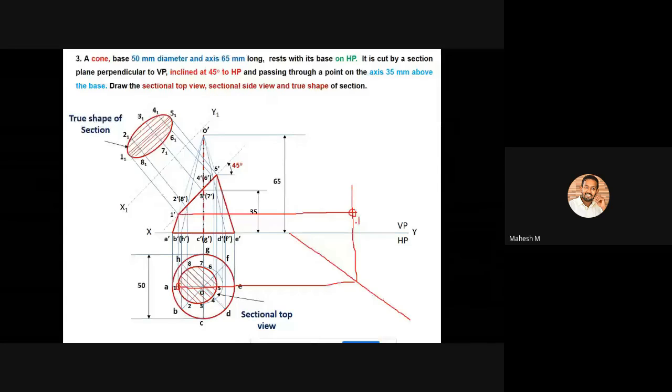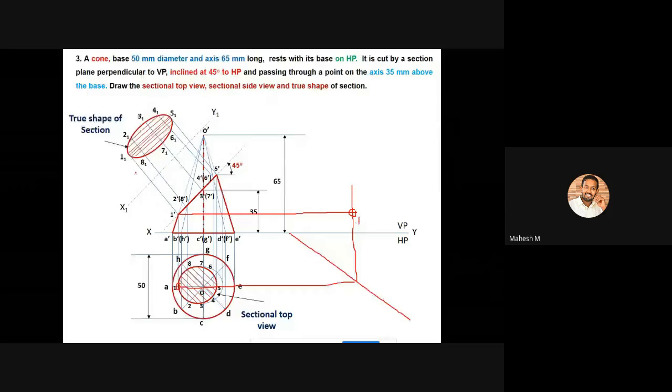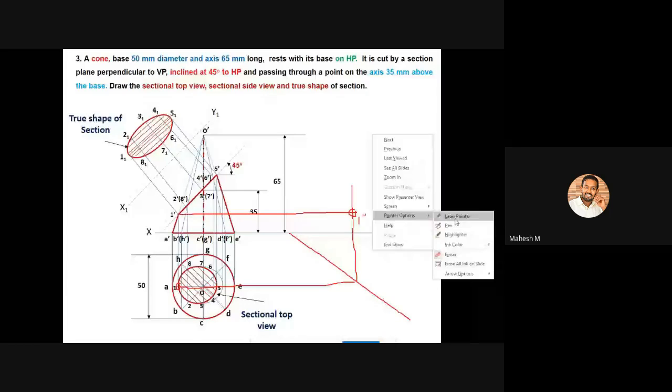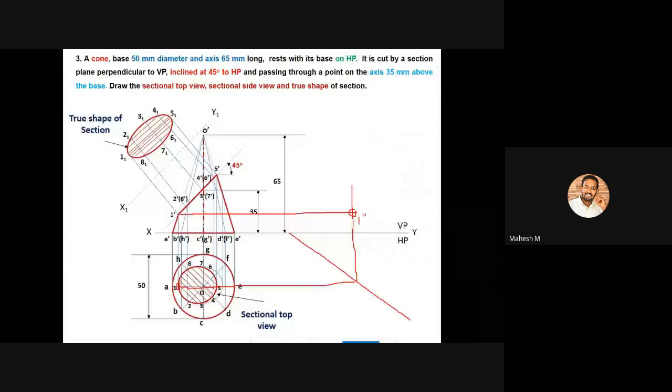You can call it 1 dash dash, or else 1 double dash. So the side view should be marked with 1 double dash. Please remember one thing: the side view should be marked with double dash. So this particular point can be called 1 double dash. Similar to that, you have to project point number 2 at this place, so you'll be having an intersection. And point number 3, point number 4, point number 5, point number 6, point number 7, and point number 8. Everything should be projected.